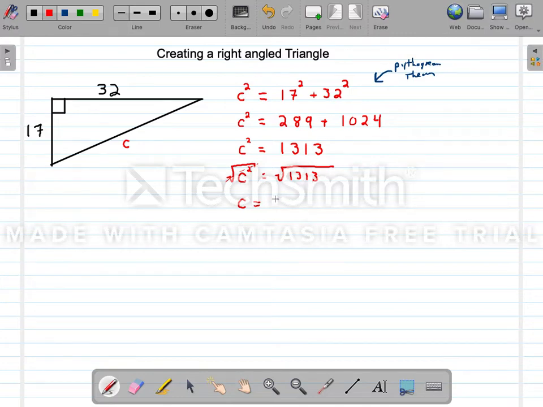I got 36.24. All right, so then C equals 36.24. That we just calculated. So we figured out our side length here. It's 36.24. That is our value of C. I'm just going to move this C over a little bit more. Okay, we calculated C. It's 36.24.